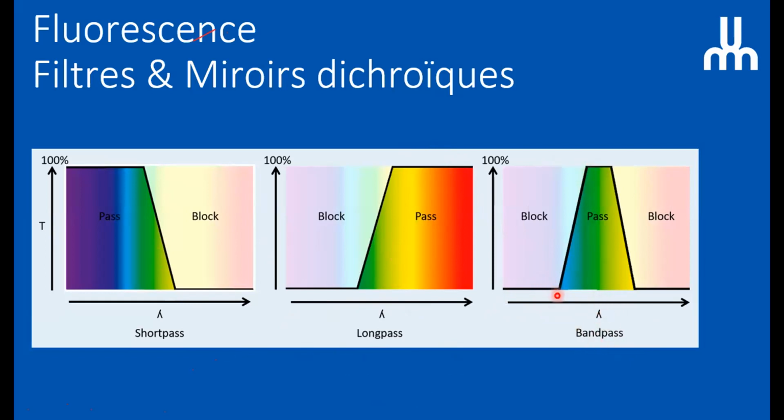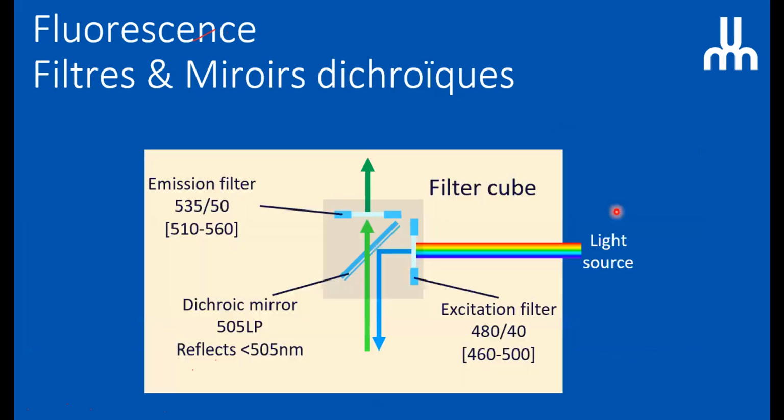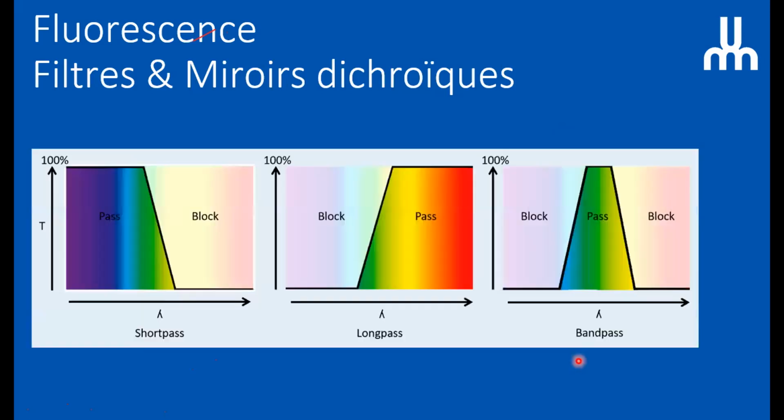You see that this is not perfect. You have some light that is here. There is a slope. It's not vertical. And because there is a slope, you just have to be careful that it's not perfect. When I say it's between 460 and 500, it's actually 460, but there is still a bit of 458 and 455 that goes through. So filters are not perfect.